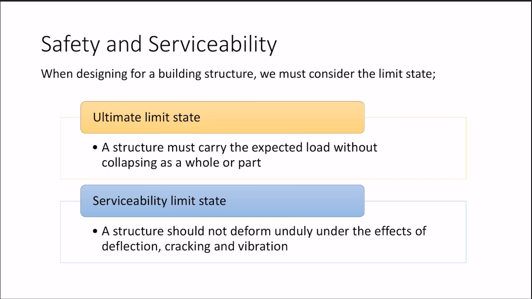Secondly, the serviceability limit state. A structure should not deform unduly under effects of deflection, cracking, and vibration. A structure must be designed in a way that it does not deflect or crack unduly in use. It is important that the deflection and cracking are kept within certain limits. Excessive deflection does not necessarily mean that the floor is about to collapse, for example. But because it may lead to such concerns, deflection must be controlled or kept within a certain limit. This also depends on the material. For example, for a steel structure, some of the serviceability limit states to consider are deflection, corrosion, durability, and also fire protection.